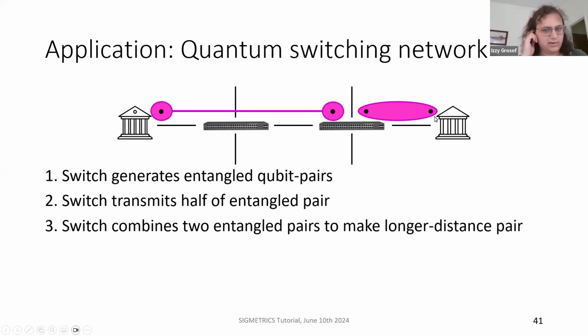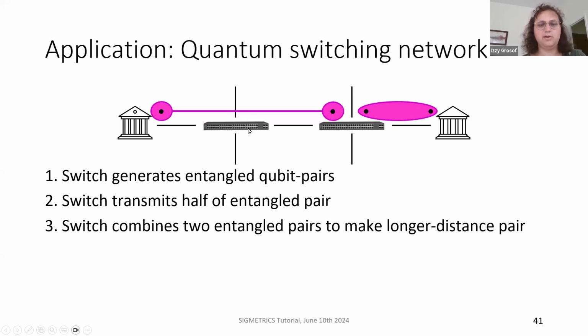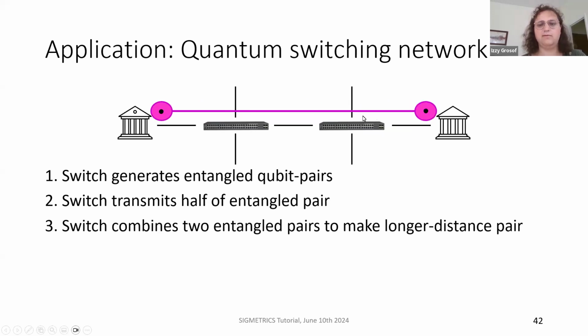And the other thing a switch can do is combine 2 entangled pairs in order to make one longer distance pair. So we went from 2 short pairs to 1 long pair, and then we're going to take this longer pair and make a really long pair. And that's what we wanted at the end of the day. We now have an entanglement between maybe our lab over here and the other lab over there.